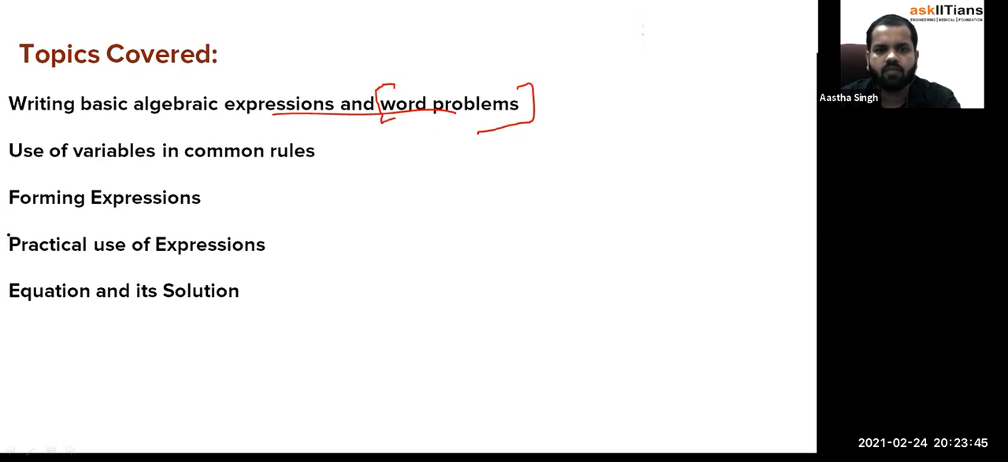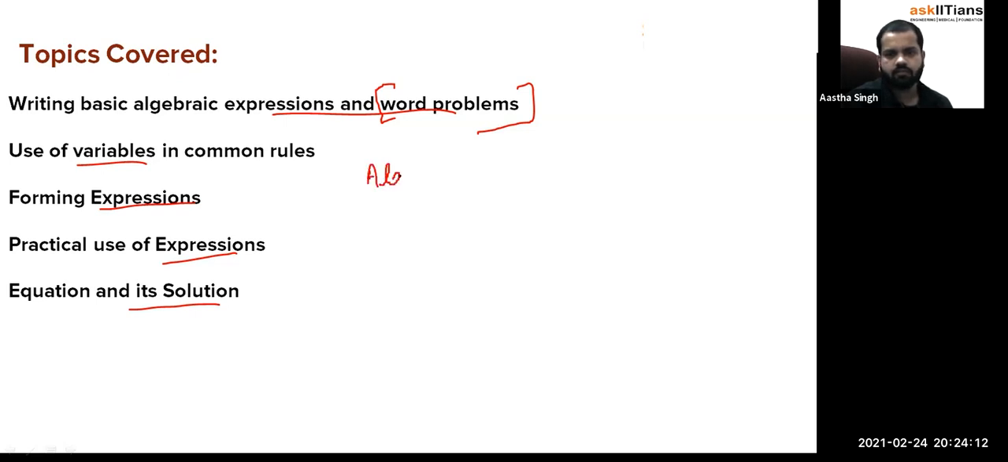Okay. Next is use of variable in common rules. I think now you know what is a variable, what is a constant, and forming an expression. How to form an expression, and then the practical use of expressions, then equation and its solution. Let me tell you the difference first: the difference between an algebraic expression and an equation.